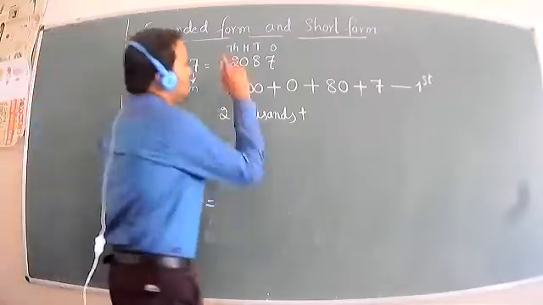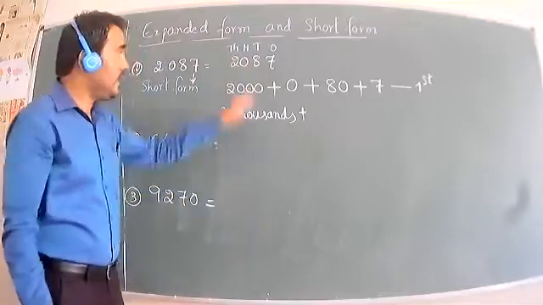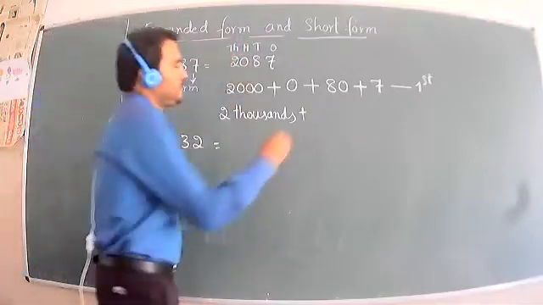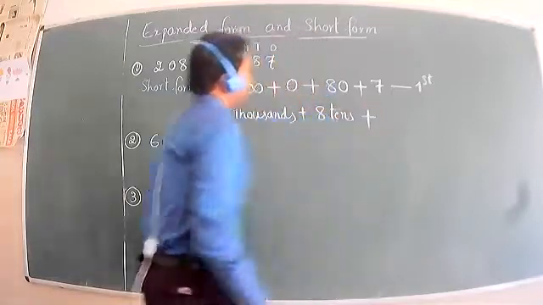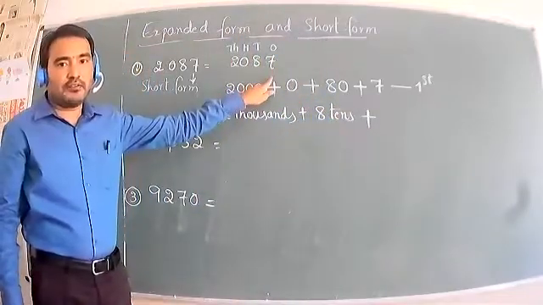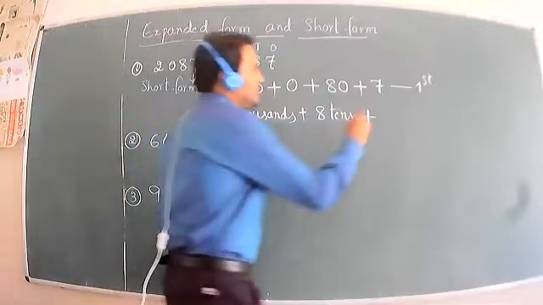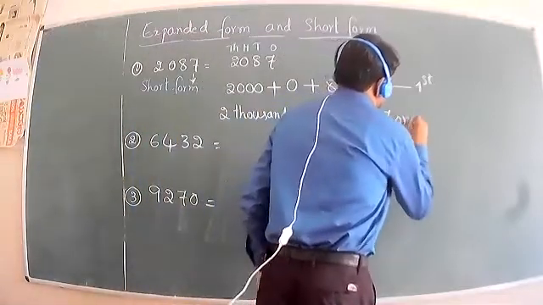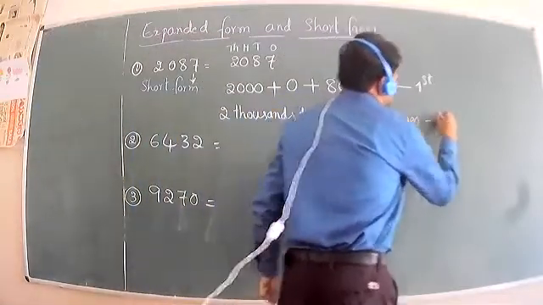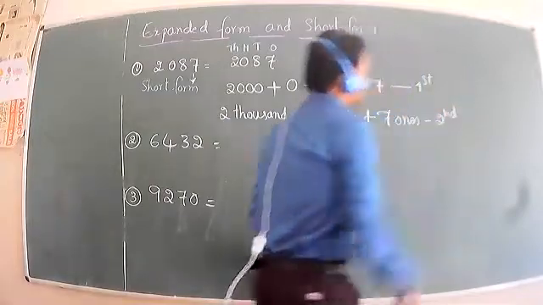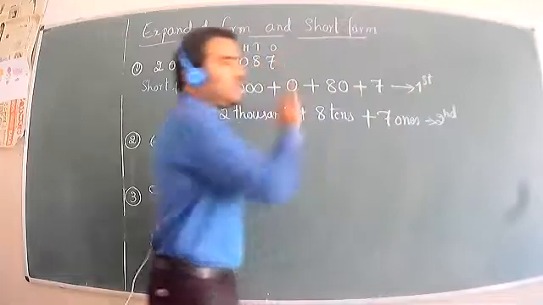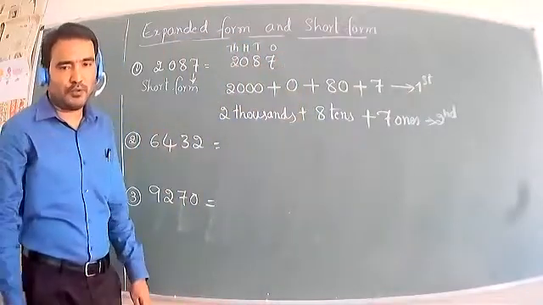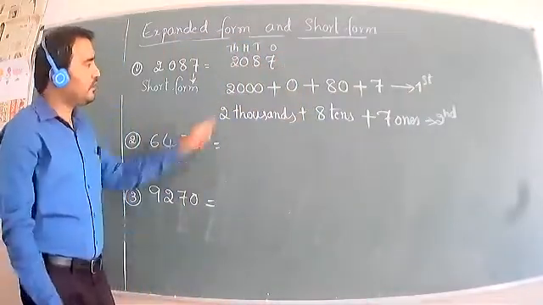Okay, now go for tens. How many tens are there? 8 tens, plus, and the last one, 7 ones. It is the second method, second way. We can write this type or that type. Any method you have to follow.